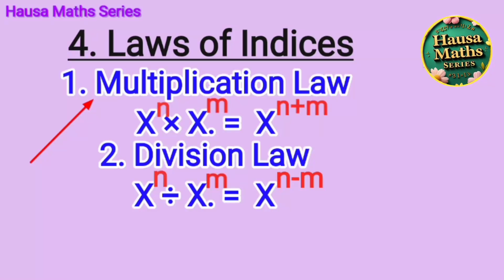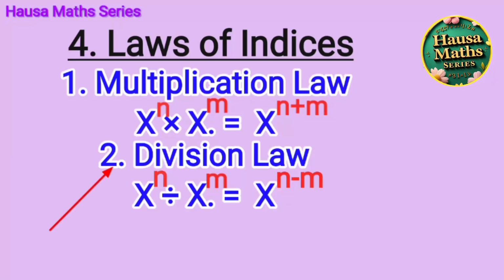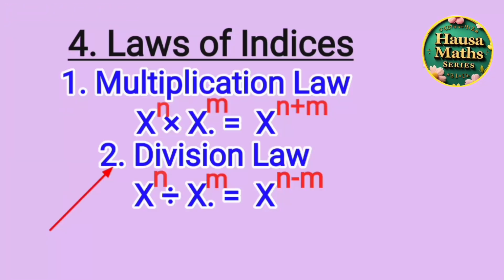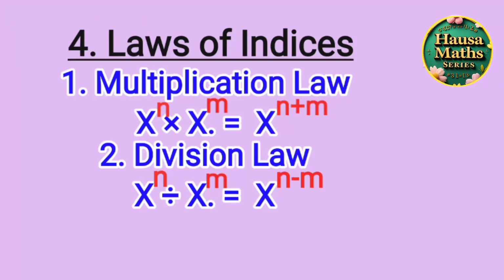As you can see, number one is the multiplication law, which is x raised to power n multiplied by x raised to power m, which is equal to x raised to power n plus m. Number two is the division law, which is x raised to power n divided by x raised to power m, equal to x raised to power n minus m. Once you see the roots are the same, x and x, we look at which operation is between them. If it is multiplication, we add the powers, and if it is division, we subtract the powers.